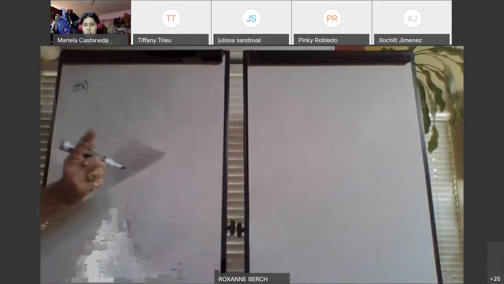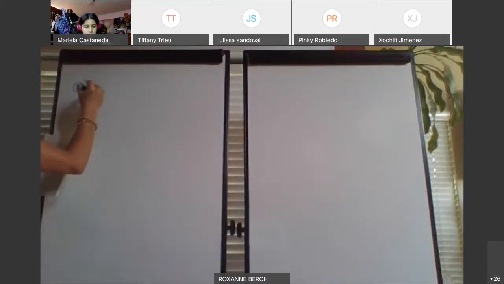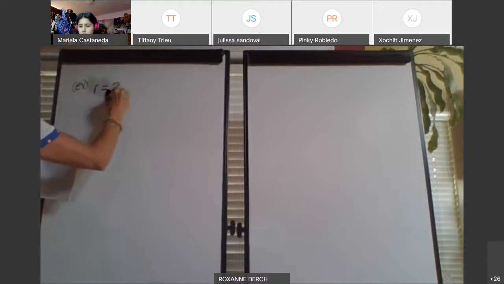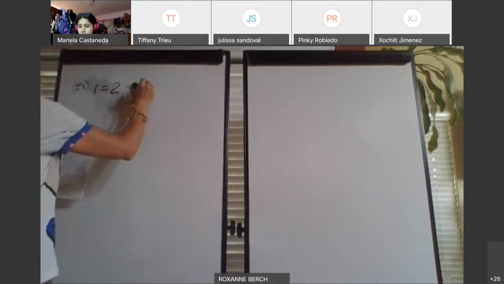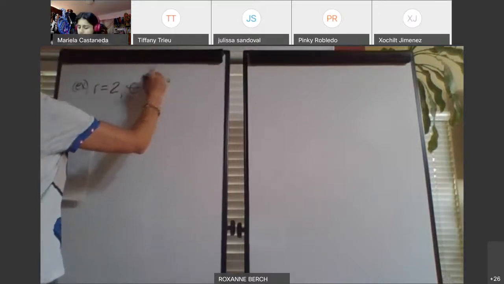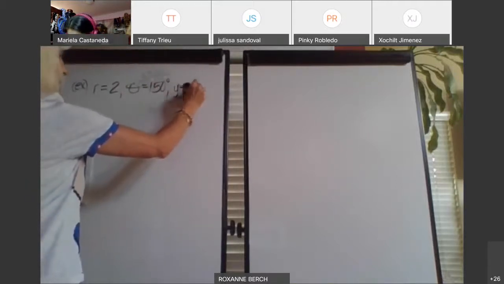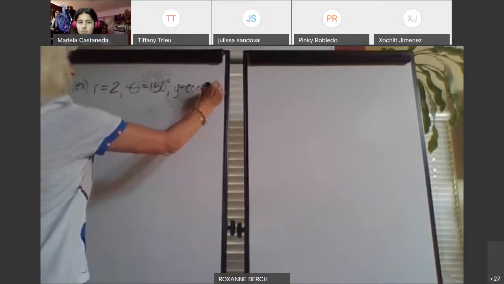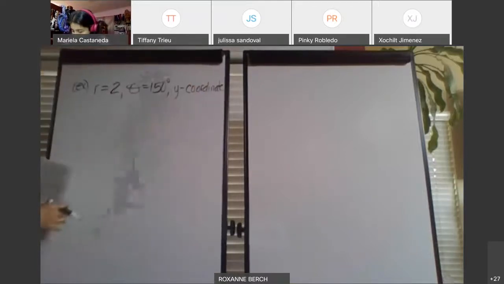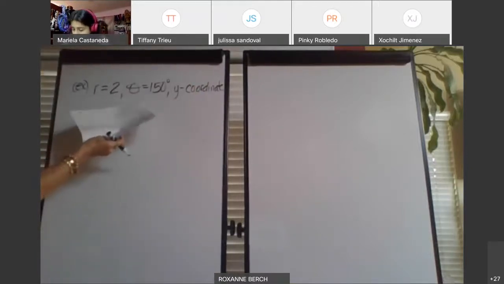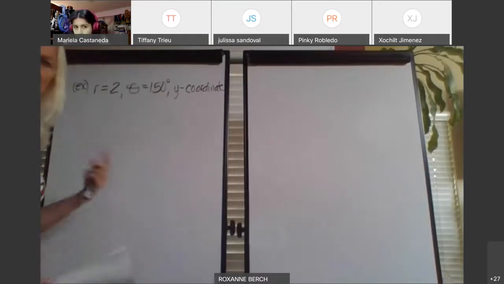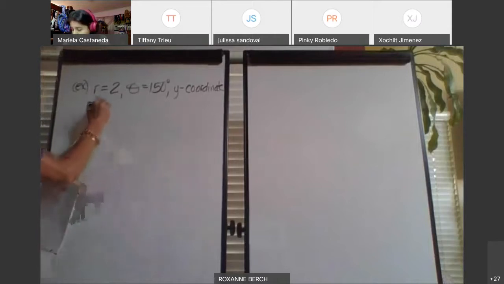So I gave one example on this. Here's the next example. The radius, I'm just going to call it r, is equal to 2. The angle is 150 degrees. And they want us this time to find the y coordinate. Okay, so radius is 2, theta is 150 degrees, and they want us to find the y coordinate. So we do want to find the reference angle.